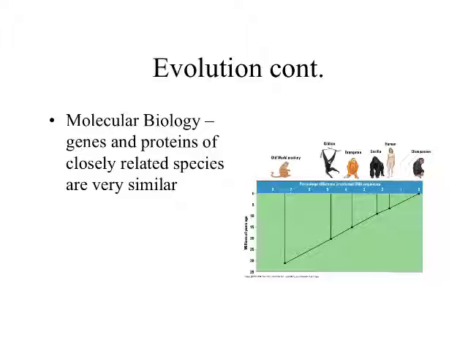So in this picture on the right, we've got the lineage to humans: old world monkeys, then gibbons, orangutan, gorilla, humans, and chimpanzees. And it shows the percent difference in selected DNA sequences. So we are more closely related to gorillas and chimpanzees than we would be to the old world monkey, by taking a look at the genes and proteins that our bodies make.